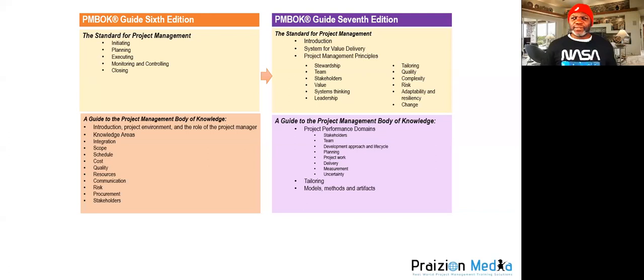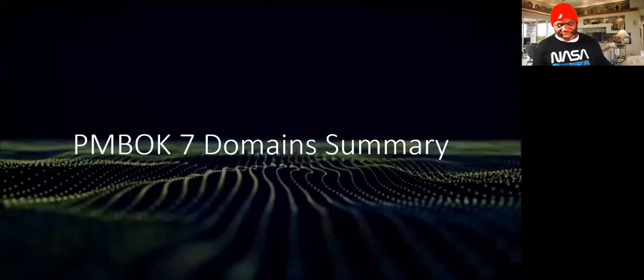Here is why. Two ways of looking at project management. The 6th edition has the process groups. The 7th edition has the principles instead of the process groups. The 6th edition has knowledge areas. The 7th edition attempts to replace those knowledge areas with domains. What exactly are the domains? Very quickly, I'm going to take you through these.